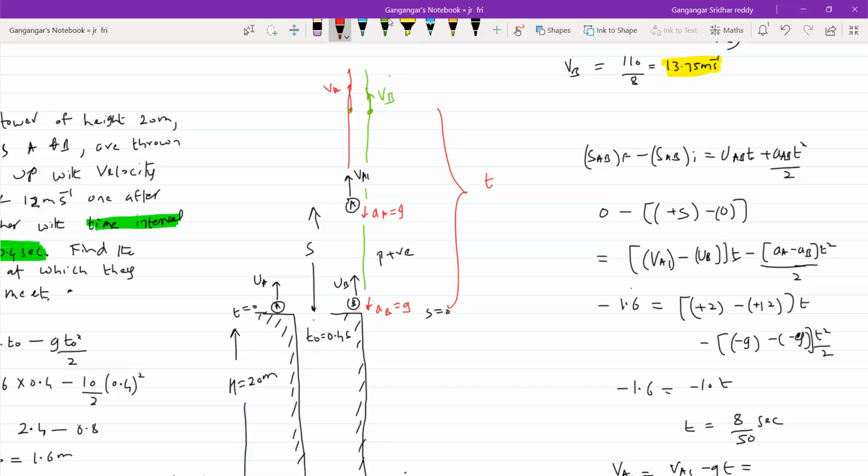The way you have to interpret T is what is measured from when we are about to project B. If you are calculating time after projection of A, then you have to add T plus T naught. The time after which A will meet B when A is projected, the answer should be T naught plus T. The time after which B will meet A after B is projected, the answer will be T. They trouble you with these sentences, so you have to be careful. The idea is the same, nothing big.